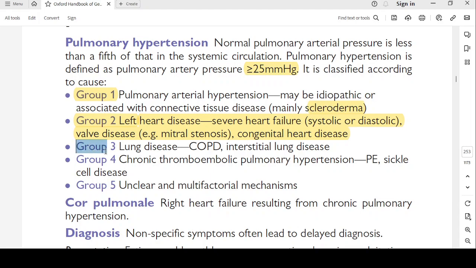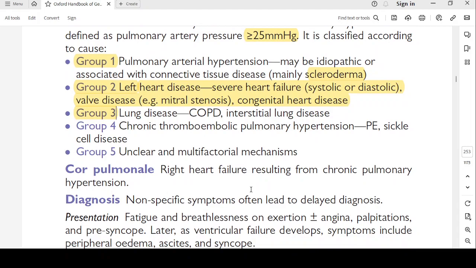Group 3, that is lung diseases. Any of the lung diseases, interstitial lung disease, COPD, all deranged the pulmonary vasculature, increasing pulmonary pressure. Group 4, chronic thromboembolic pulmonary hypertension. So you have a pulmonary embolism or sickle cell disease. This causes multiple thrombi in the pulmonary circulation, so increased pressure is required to push blood against these thrombi or blocks. That is why pulmonary pressure is increased. And group 5 is unclear and multifactorial mechanism. So we understood group 1 is pure pulmonary hypertension, group 2 is left heart disease, group 3 is lung disease, group 4 is thromboembolism, and group 5 is unclear mechanisms.